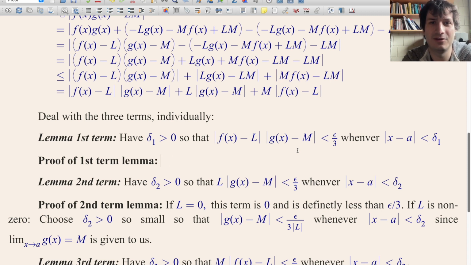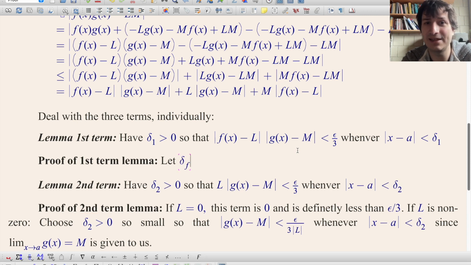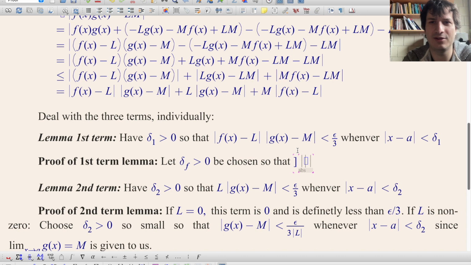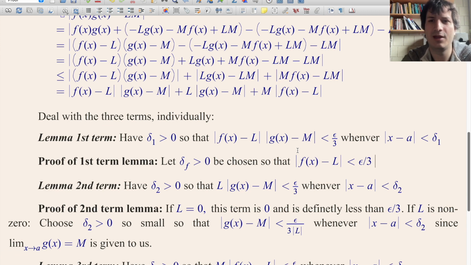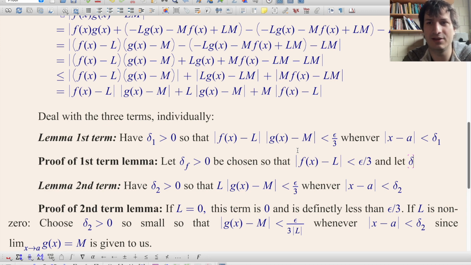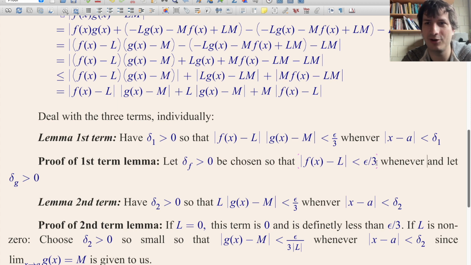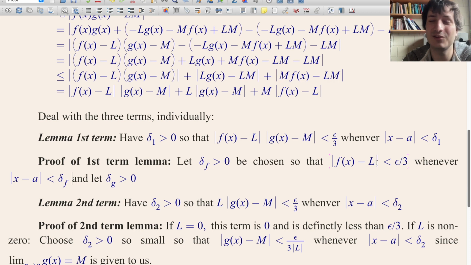Let delta, I'm going to call it delta f, this is the delta for f, be chosen so that the absolute value of f of x minus L is less than epsilon divided by 3 whenever the absolute value of x minus a is less than delta f. I've been spelling my whenever wrong, you probably noticed that. So this is the delta for f.